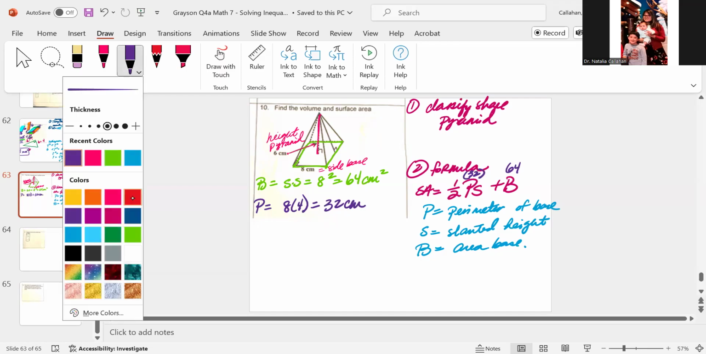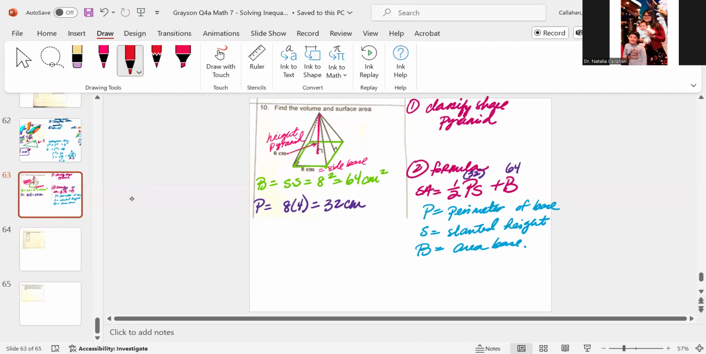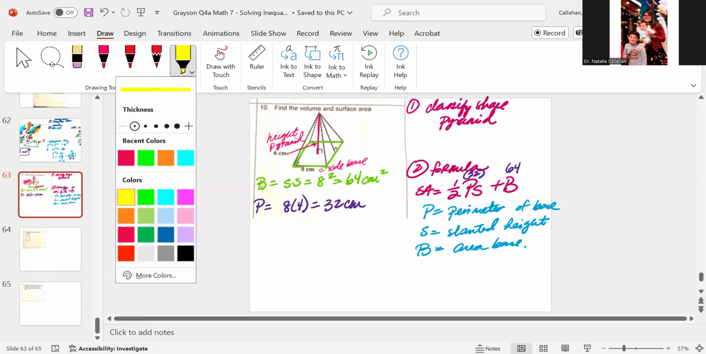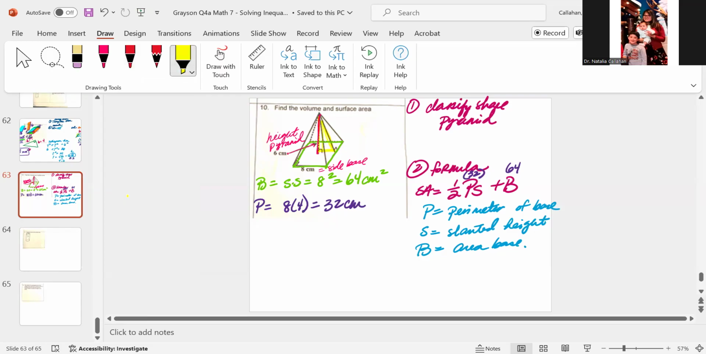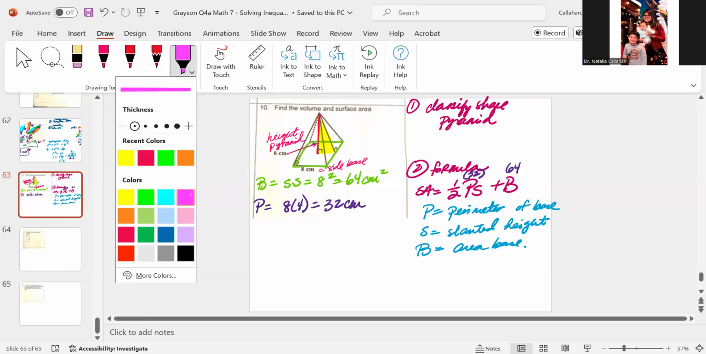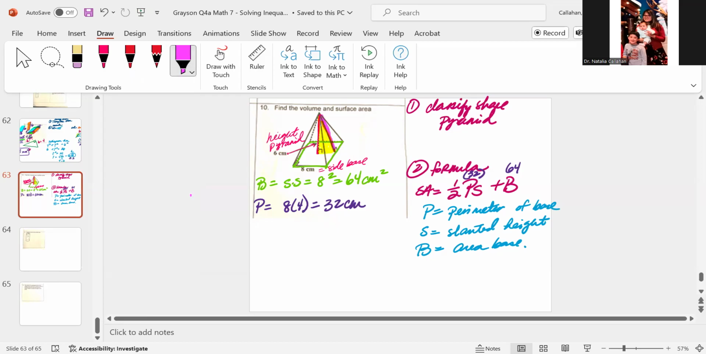What does S stand for? Slanted height. This is the part that she really needs to explain to you, but she didn't. Do you see this triangle, this yellow triangle inside this pyramid? The slanted height is this pink line. Do you see that?